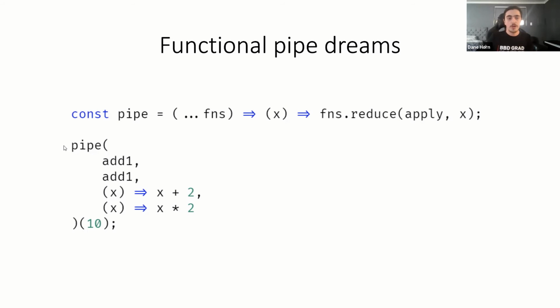So we change our code a little bit, and now we have pipe, add1, add2, and mul2. Remember, this pipe is returning a function, so then we can make another call after it with our value. So we take 10, we add 1 to it, it's 11, add 1, 12, add 2, 14, and then times 2 for 28.